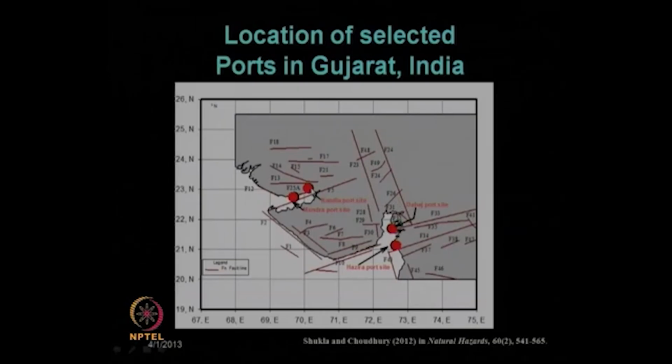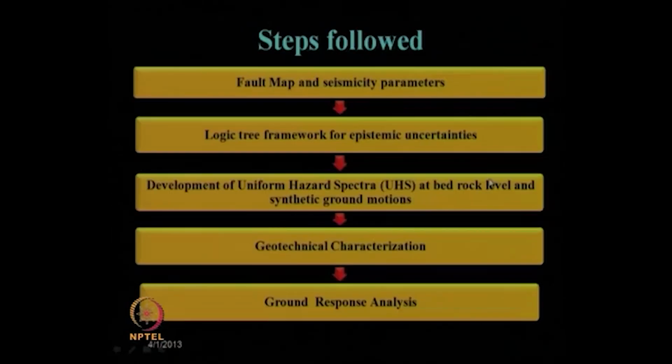These are the 4 ports: Kandla port, Mundra port, the Hedge port and Hazira port. These are the 4 port sites, and this is the fault map. Already we have discussed it in the seismic hazard analysis problem.